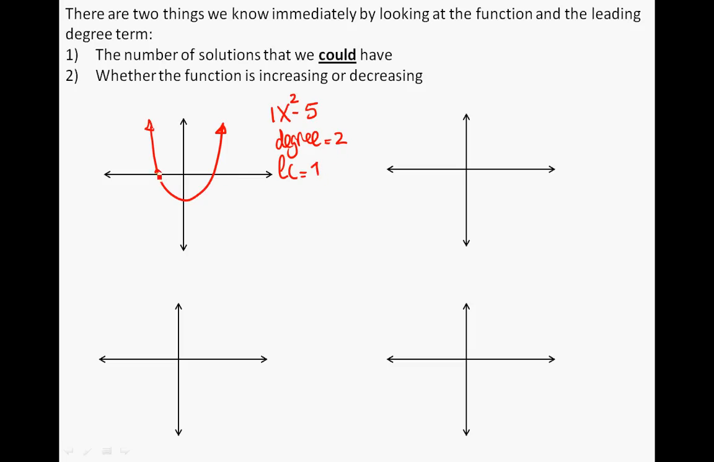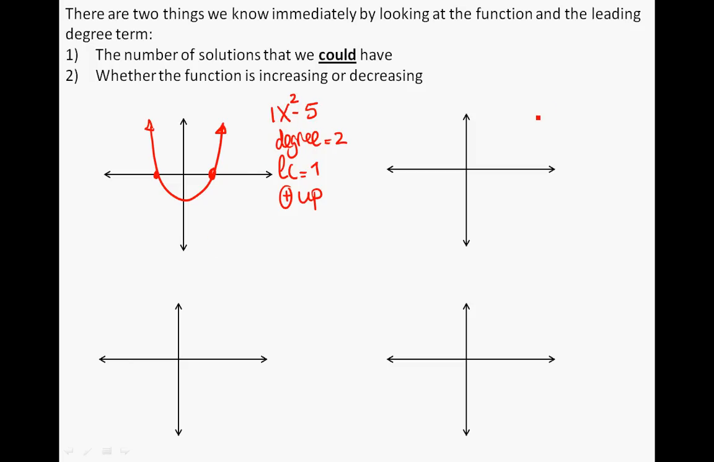So what does the 2 mean? Well, it means that you could have 2 solutions. You don't have to, but you could. And the leading coefficient of 1, as long as this is positive, so 1 is positive, this will go up. See how the graph goes up here and here? I want to emphasize the x squared part and the degree meaning that there could be 2 solutions.